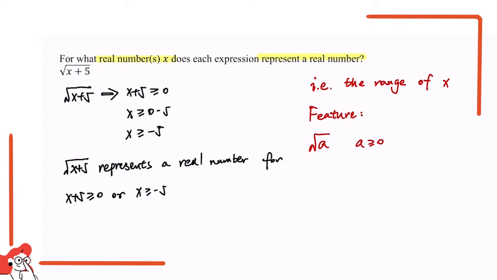So before we leave, let's do a quick recap of what we have learned from this question. Firstly, this question is trying to tell us to derive the range of x. The feature of the square root is that anything within the square root cannot be negative. It has to be greater or equal to 0. So this will give us x plus 5 greater or equal to 0. And our final answer to this problem will be x greater or equal to -5.